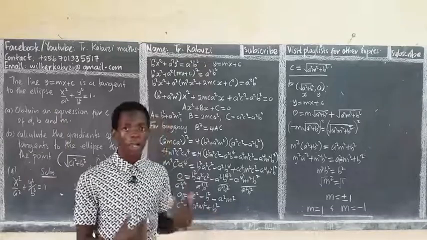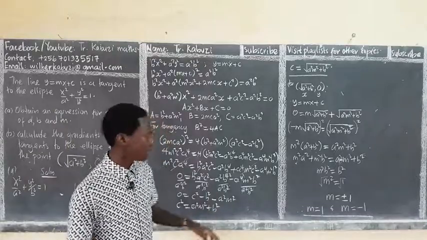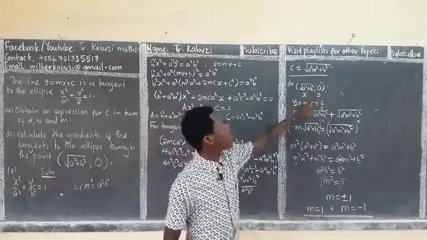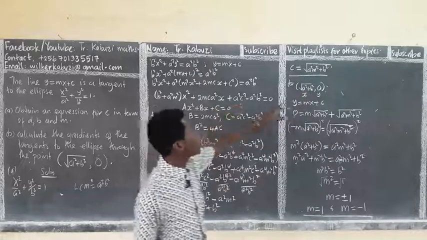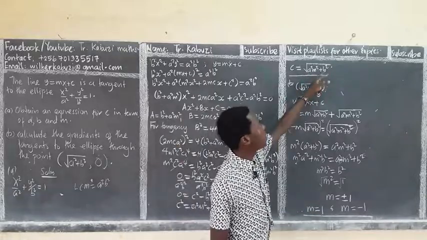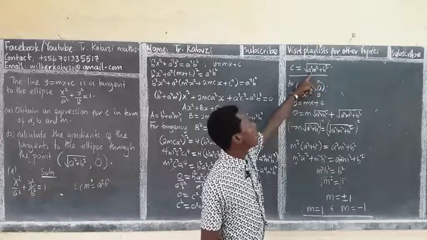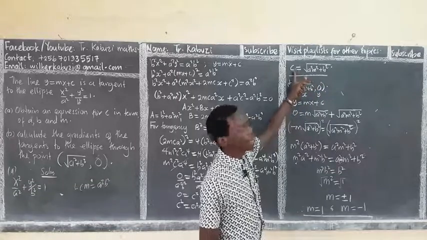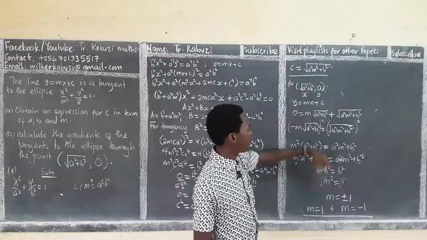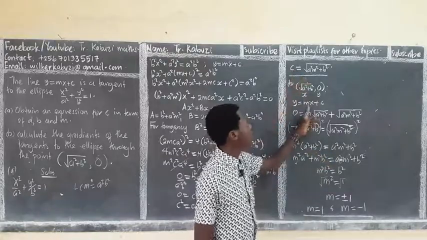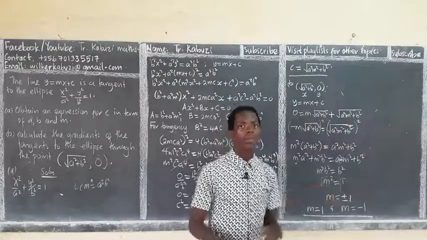If they ask for the equations now of the tangents, you'll be having this m. They will be giving you the values of a here and the values of b. You have m, you can now get this c. So we'll have m from here, we'll have the c. Then you have the m, you have the c, we'll be having those two tangents.